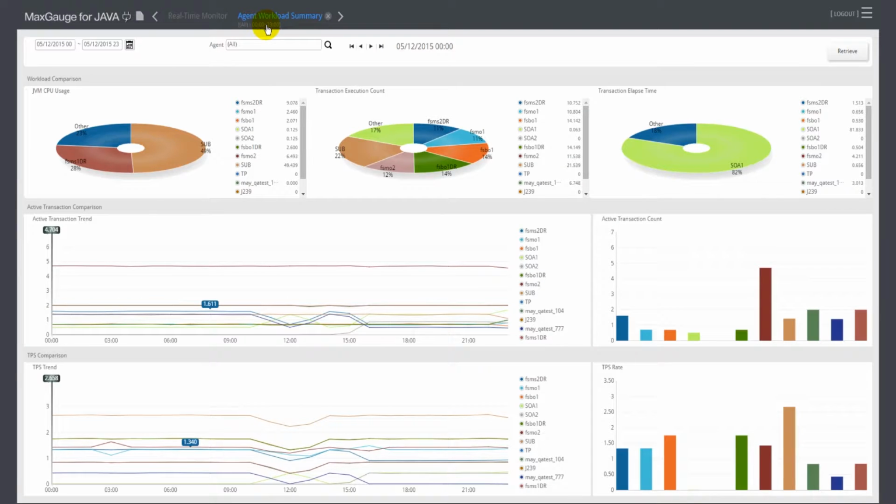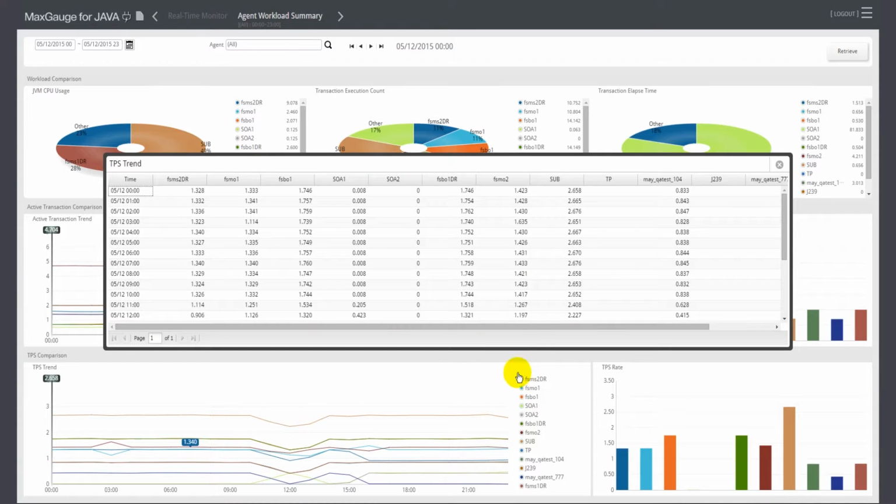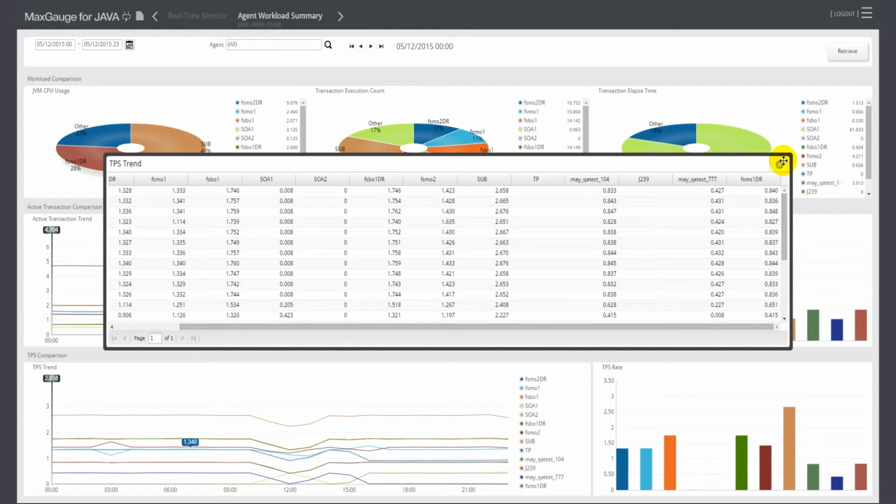The next screen is the Workload Summary screen. By comparing the performance indicators such as JVM CPU usage rate by each application container, transaction execution count, and transaction per second, you can identify the degree of load distribution in the case of dual redundant application.